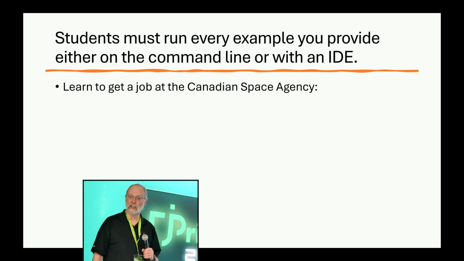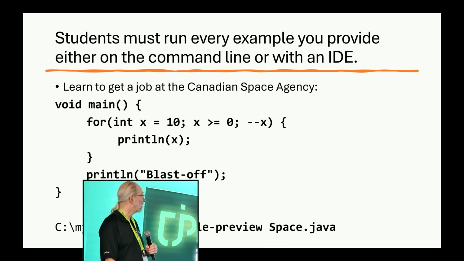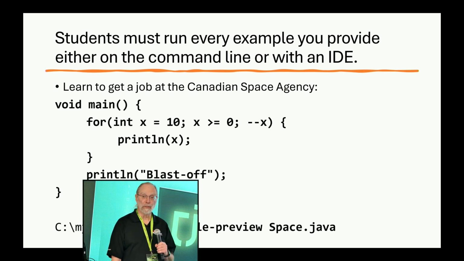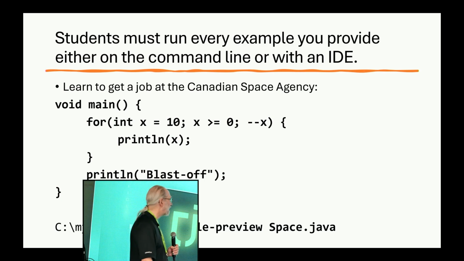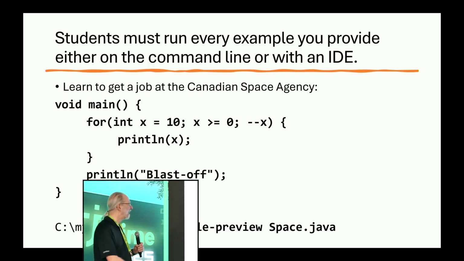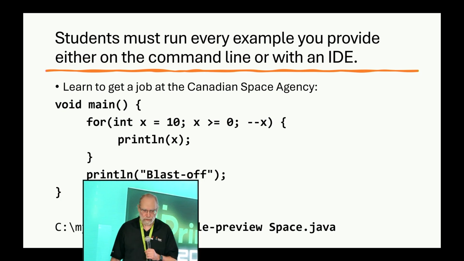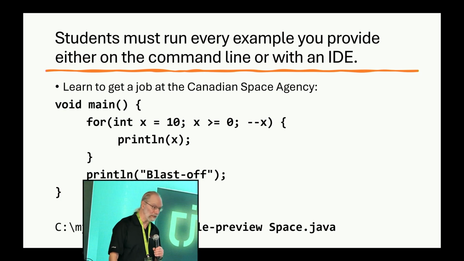Here we go. You want to get a job at the Canadian Space Agency? There you go. Your complete program. All that decoration stuff is gone. It's just the logic, right? There's a for loop, a nice print line, blast off, and to run it, well, now I've got to add that enable preview. I'm hoping to see that go away shortly.